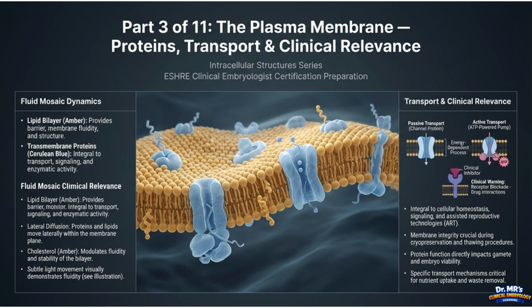Welcome to Part 3 of our Intracellular Structures series, prepared for the European Society of Human Reproduction and Embryology Clinical Embryologist certification. In the last session, we built a detailed picture of the plasma membrane as a dynamic phospholipid bilayer, fluid, asymmetric, and beautifully organized. But a lipid bilayer on its own is essentially just a beautifully engineered fence. It separates inside from outside, but it cannot do very much without the proteins embedded within it and associated with it. That is exactly where we are headed today.